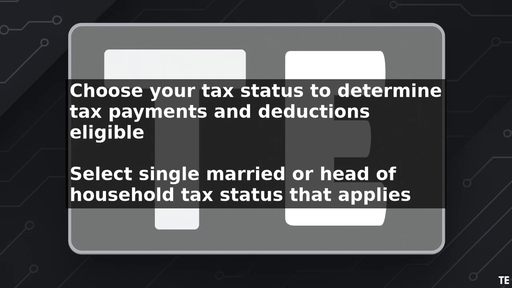Once you have your tax identification number, you can register for income tax. You can do this online or by filling out a tax registration form and submitting it to your local tax office. You will need to provide your personal and income details and choose your tax status.